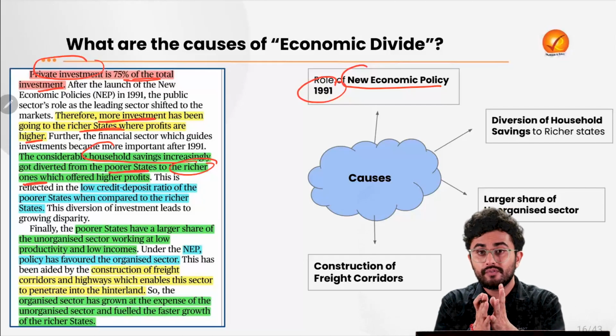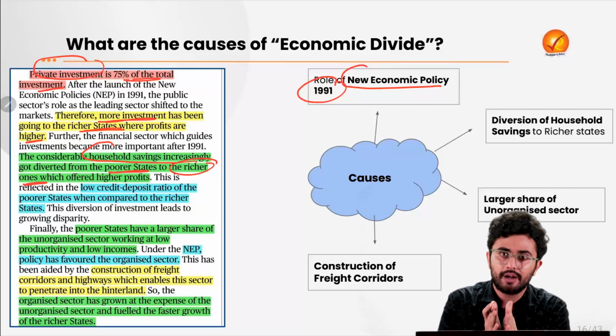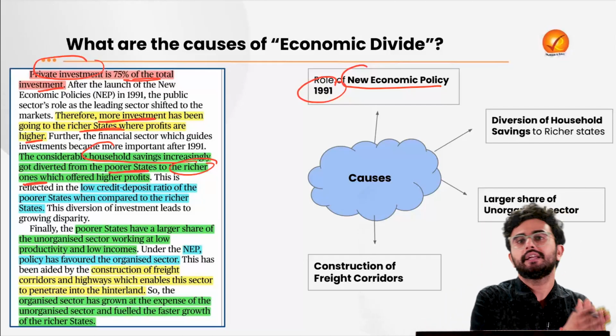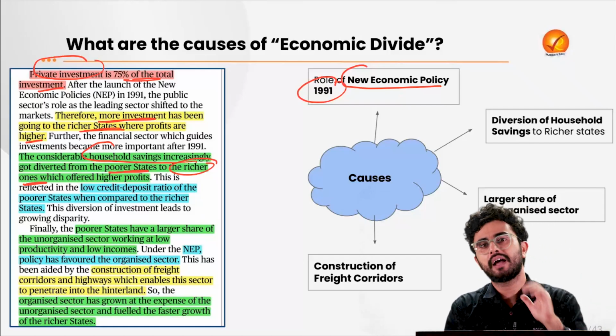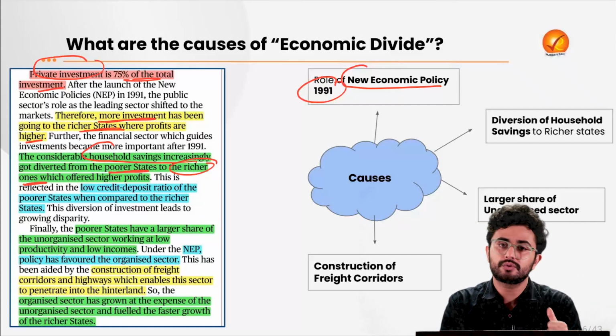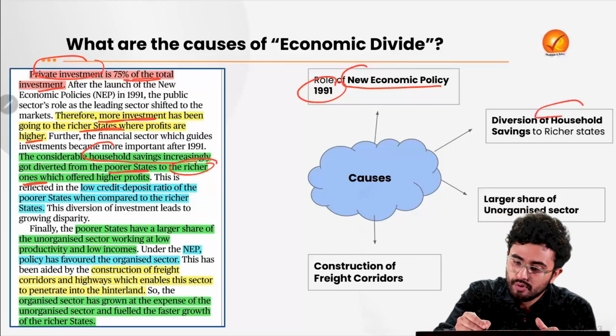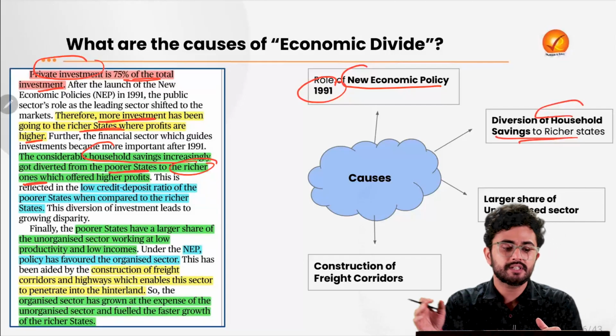Then the considerable household savings have increasingly got diverted as well from the poorer states to these richer ones. Obviously you can see the kind of urban agglomeration which is taking place in Bangalore, in Hyderabad, in Chennai, in Delhi. So people are buying properties here. They are shifting their families here because of the good access to infrastructure. So there is a diversion of household savings to these richer states as well.